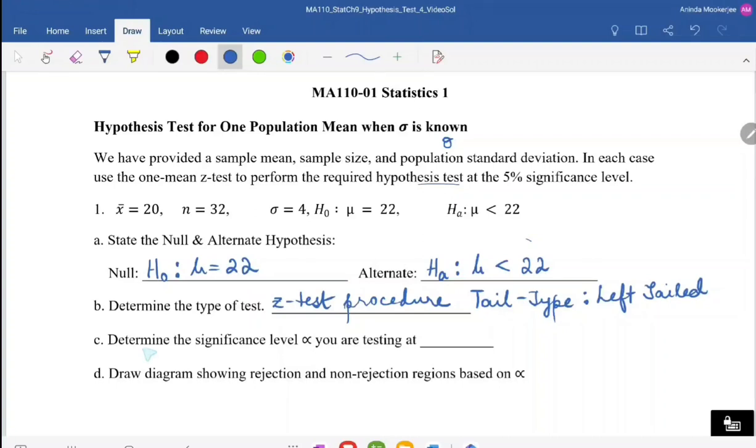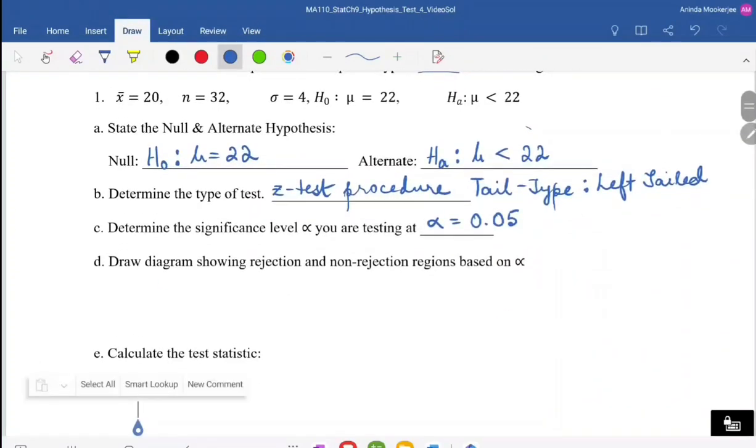That's what it means. Part C says determine the significance level alpha you are testing at. Now, what alpha value we will be using will come from this 5% significance level. Alpha is the decimal form of this 5%. So I'm going to write it as alpha equals 0.05, right? Part D says draw a diagram showing rejection and non-rejection regions based on alpha.